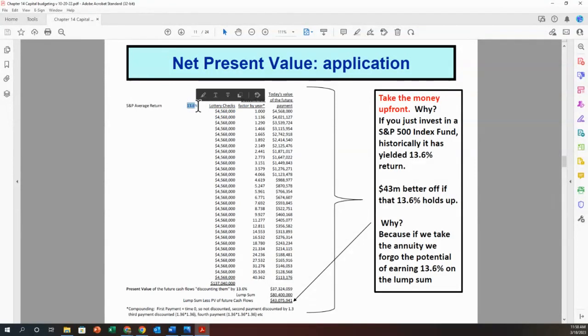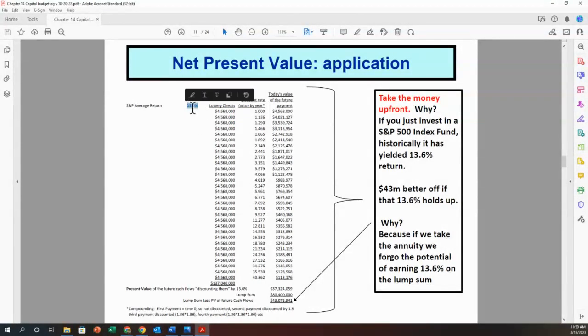So if our investment is like the S&P, we're pretty savvy investors. We look and we say, historically, the S&P has yielded 13.6% year in and year out. Now this slide deck is a couple of years old, so it might be a little less now, but go with it. We say, I'm pretty confident that over the next 30 years, I can average 13.6%.